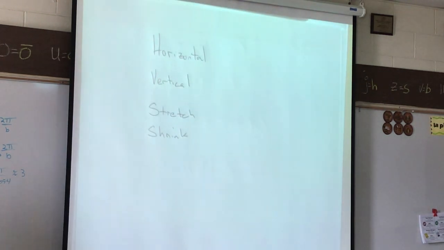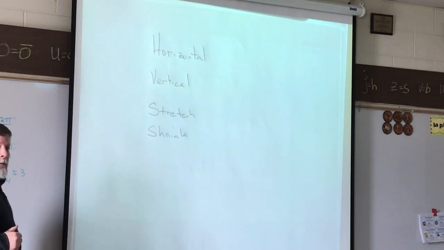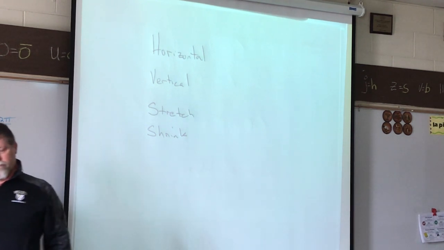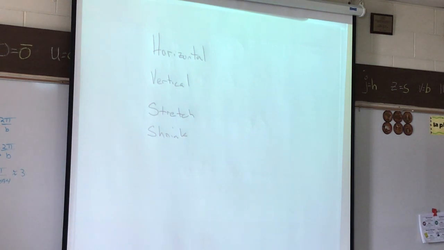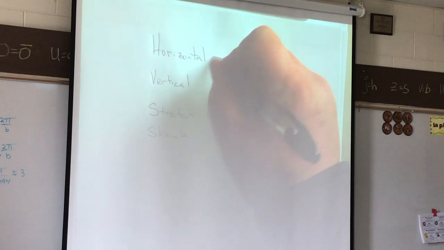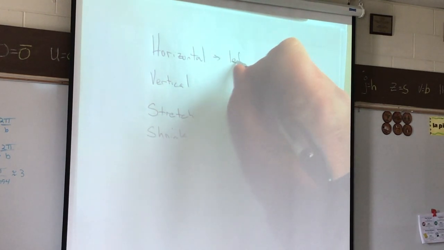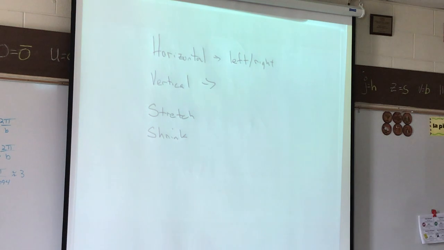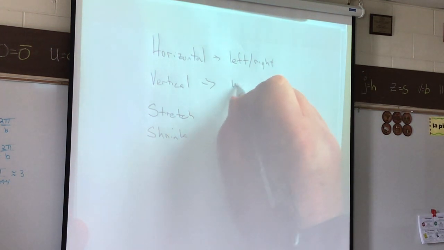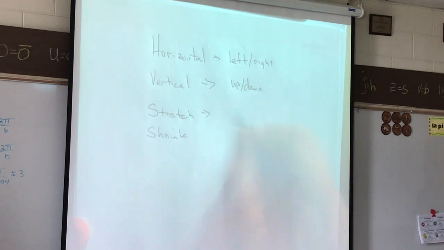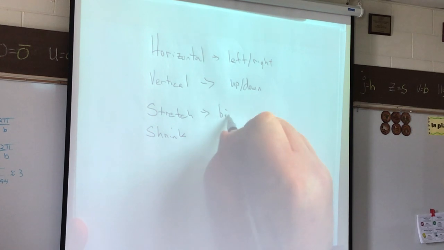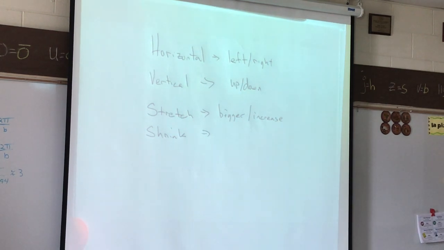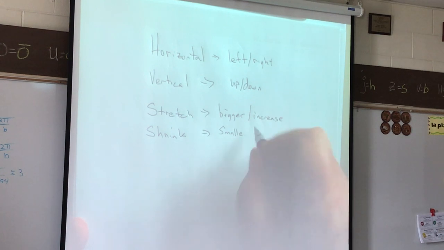Horizontal, vertical, stretch, and shrink. Let's see if we can understand what that means. What's horizontal mean? Horizontal would be phase shift. Left and right. I always thought horizontal meant up and down, but it's left and right. What's vertical? Up and down. What's stretch? Bigger or increase. What's shrink? Smaller.